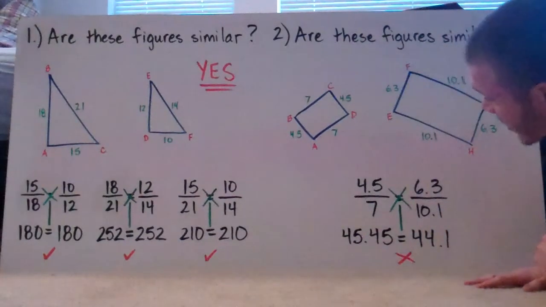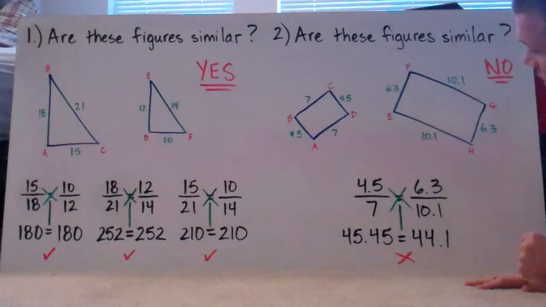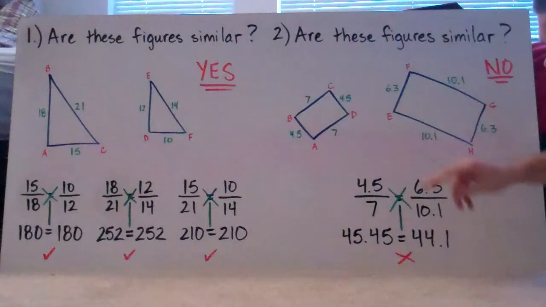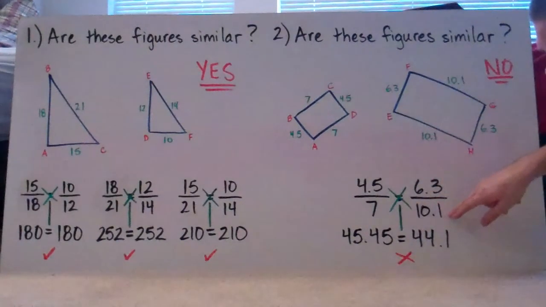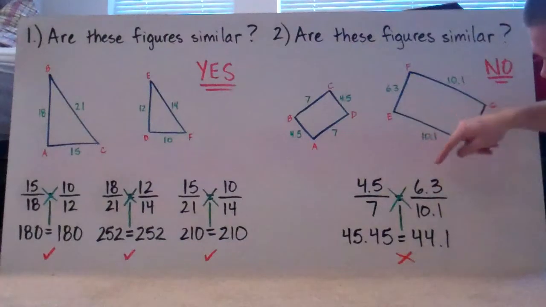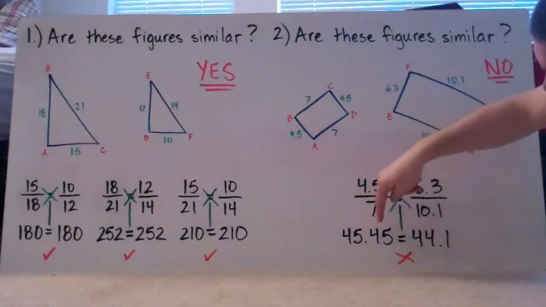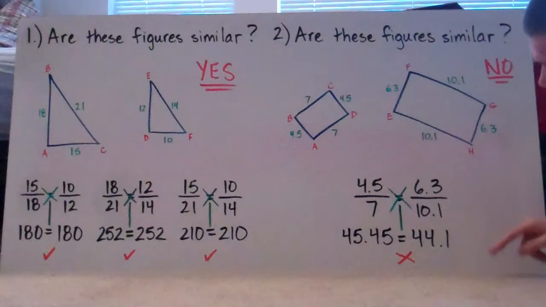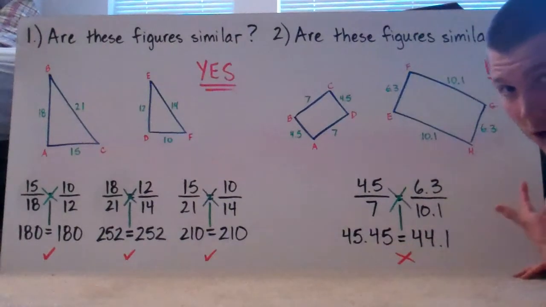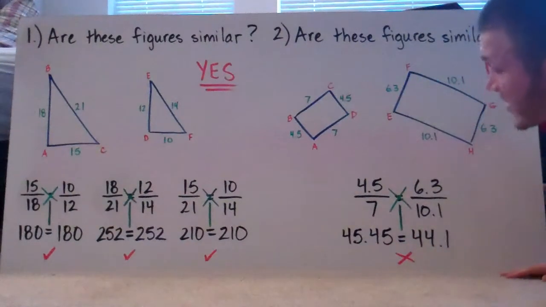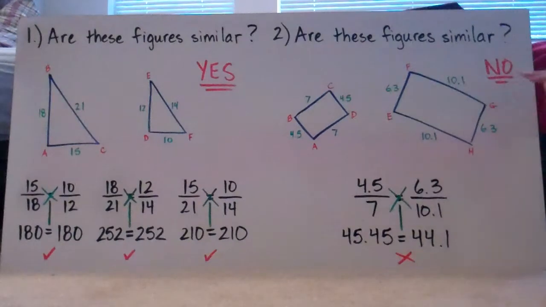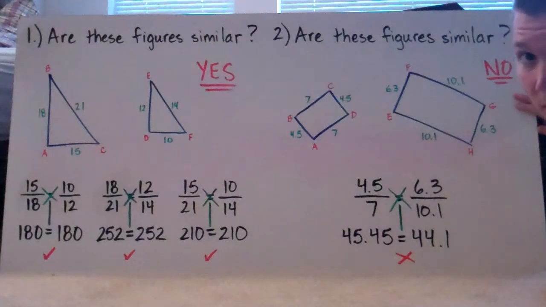So anyway, we cross multiply. When I cross multiply, 4.5 times 10.1 and then 7 times 6.3, I get 45.45 equals 44.1. Those aren't equal to each other, so they can't be proportional. And since they can't be proportional, that means that they can't be similar.